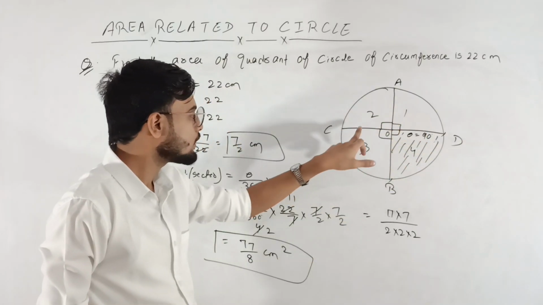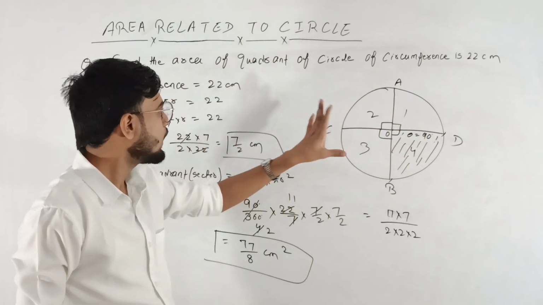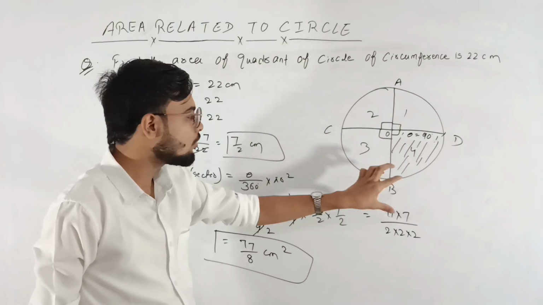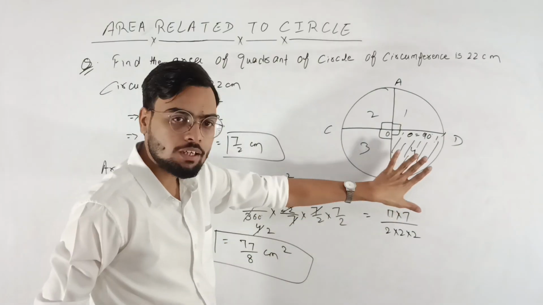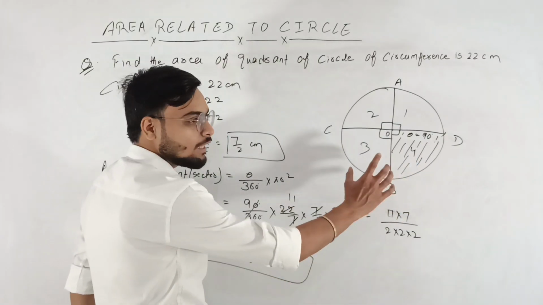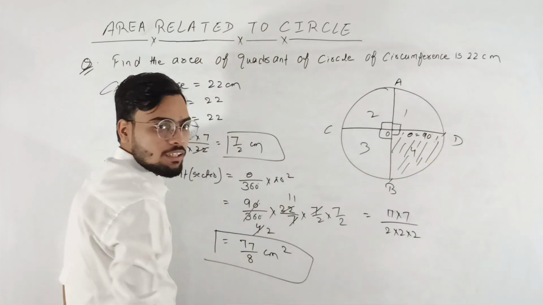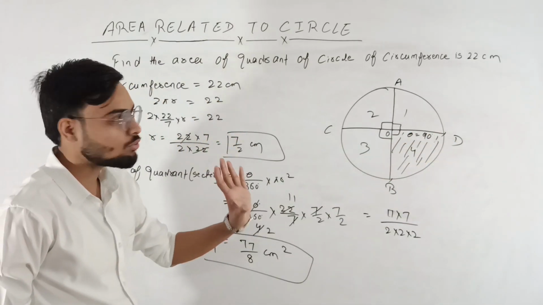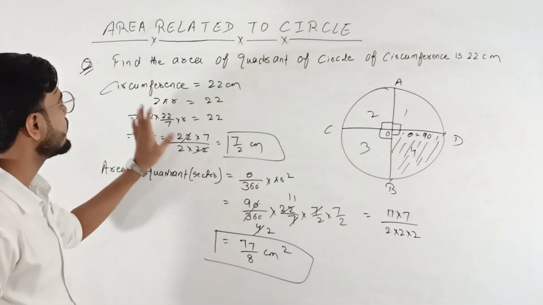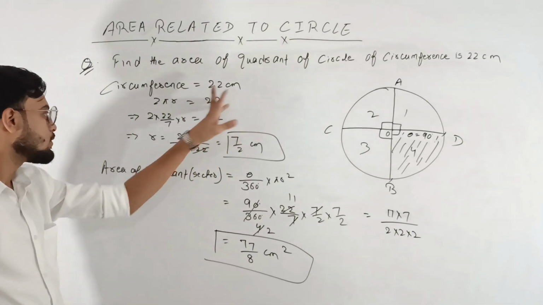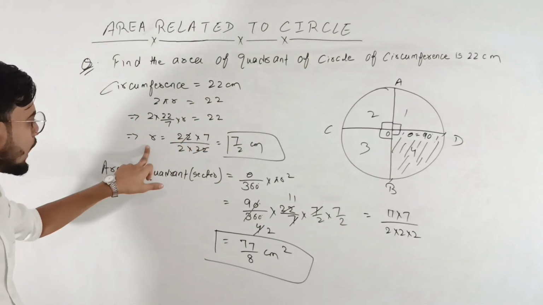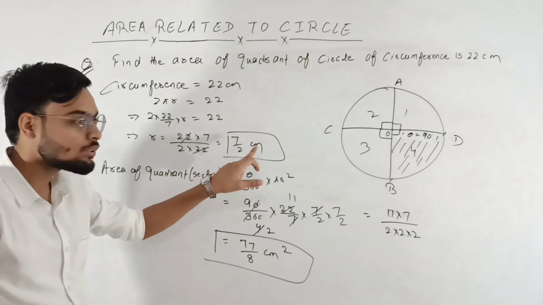Now this is first part, second part, third part and fourth part. So we have to find any one quadrant. Okay, so I take this quadrant. So for area I have an angle, so angle theta is 90 degree. Now another thing is required, which is radius. So I find radius using circumference. So circumference is 22 centimeter. So 2 pi r is equal to 22. Now from this I get r, which is 7 upon 2 centimeter.